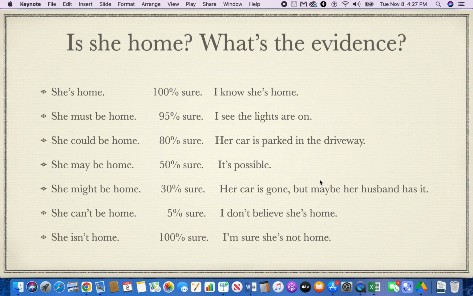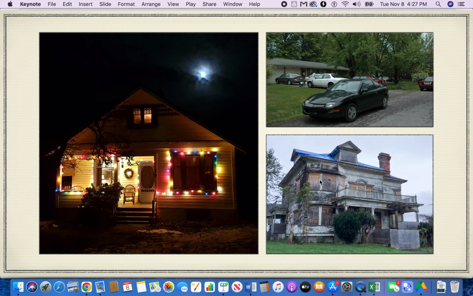Now, if you say she can't be home, that means you really don't think so. You're 5% sure that she's home. I don't believe she's home. Or if you say she isn't home, you're 100% sure. I'm sure she's not home.